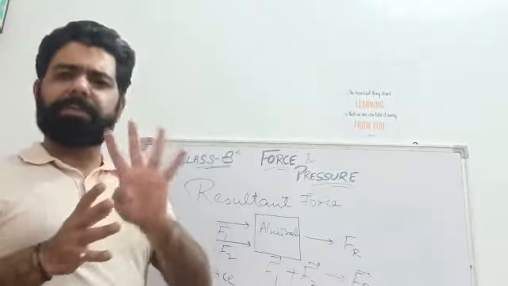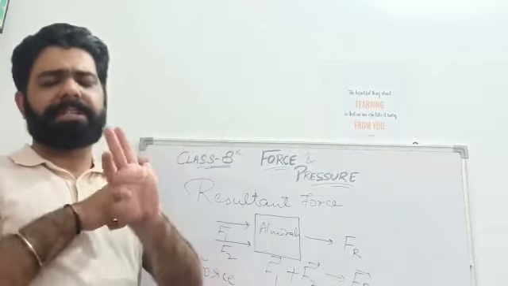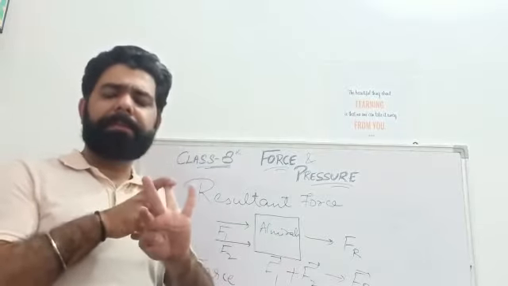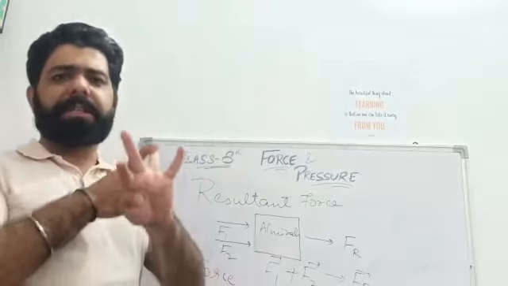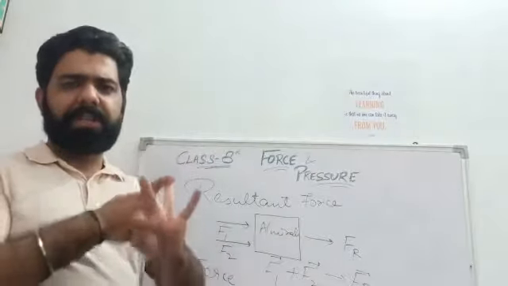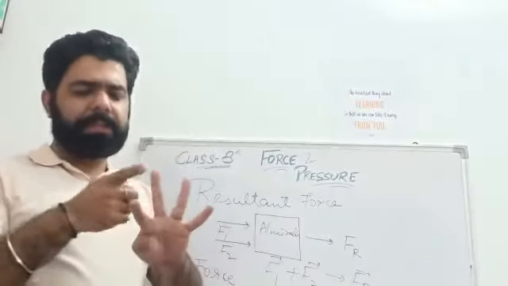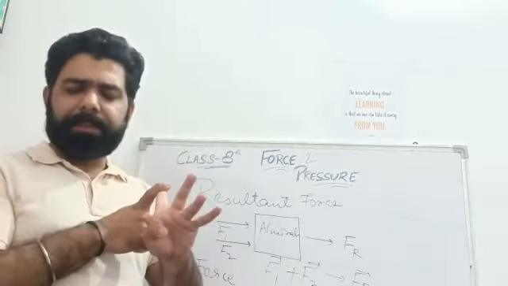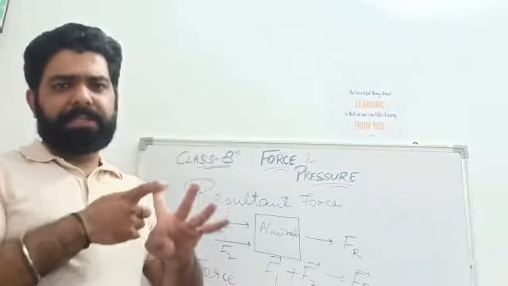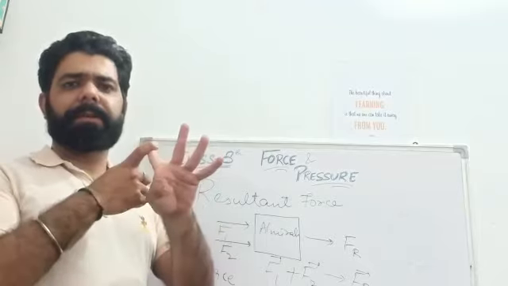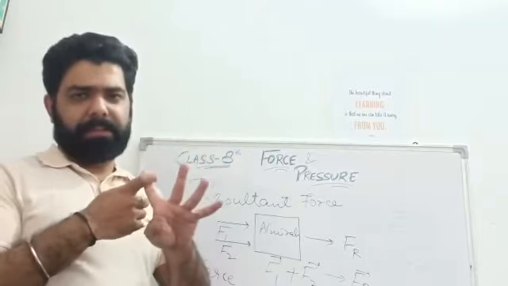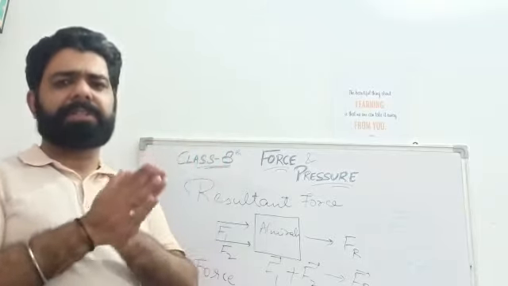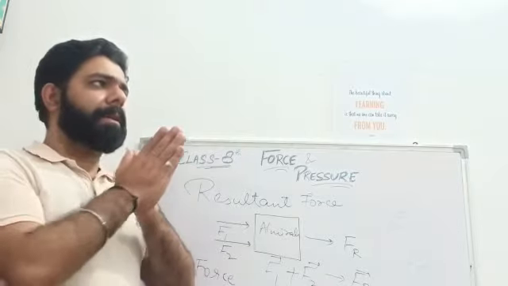So we have read the four effects. The first one, it can change the shape. Second one, it can make the stationary object move. Third one, it can make the moving object come to rest. Fourth one, it can change the direction of the motion. Okay, these are some effects of forces.